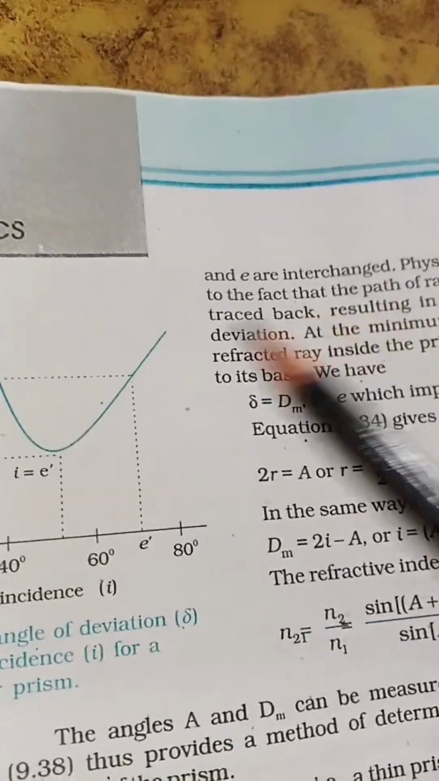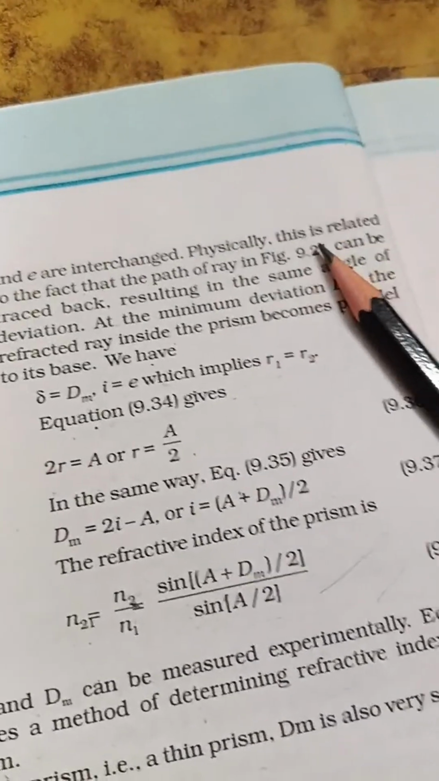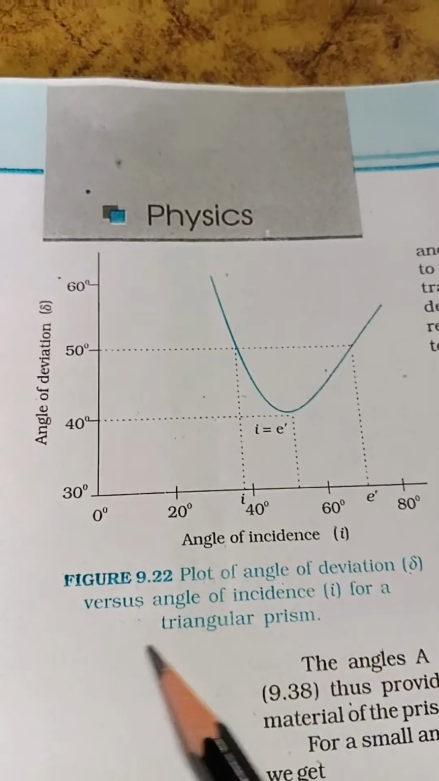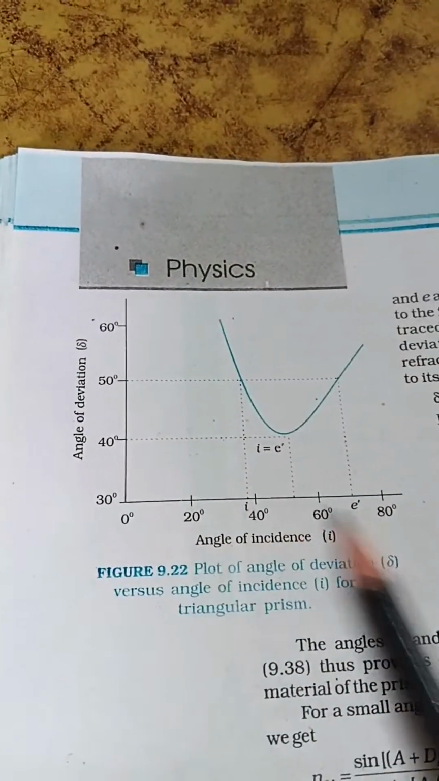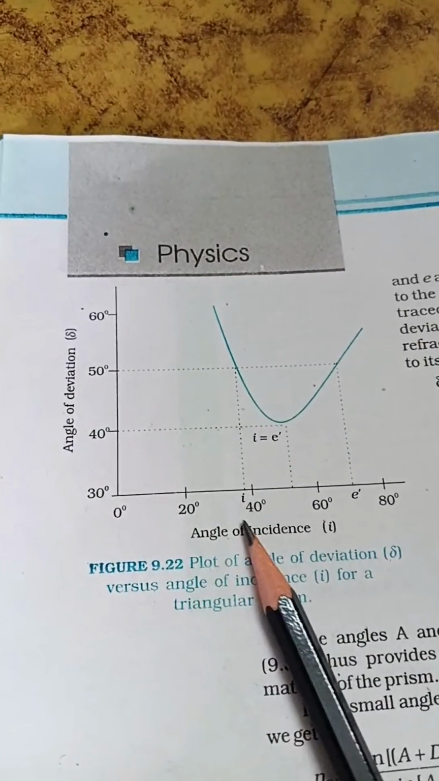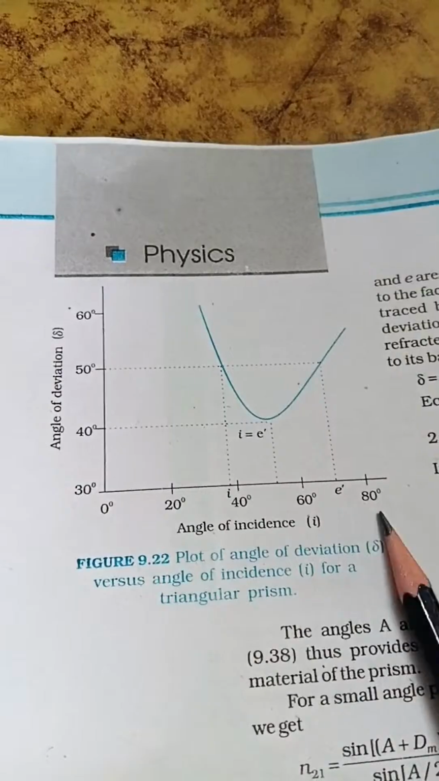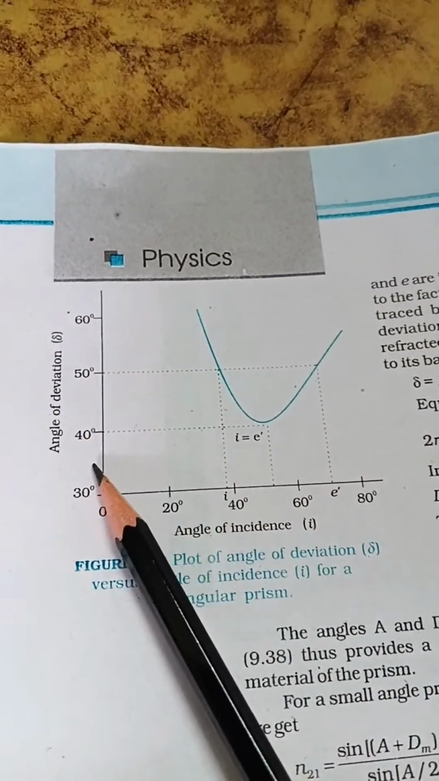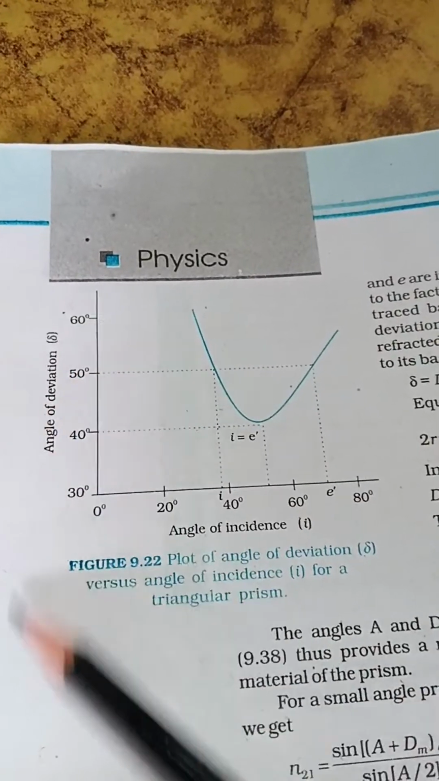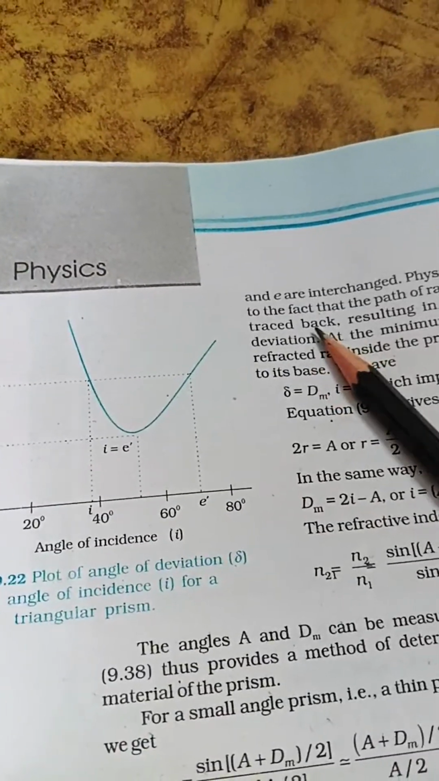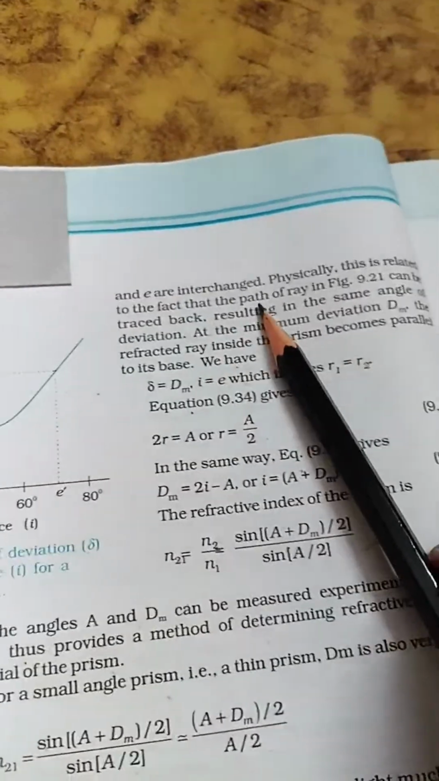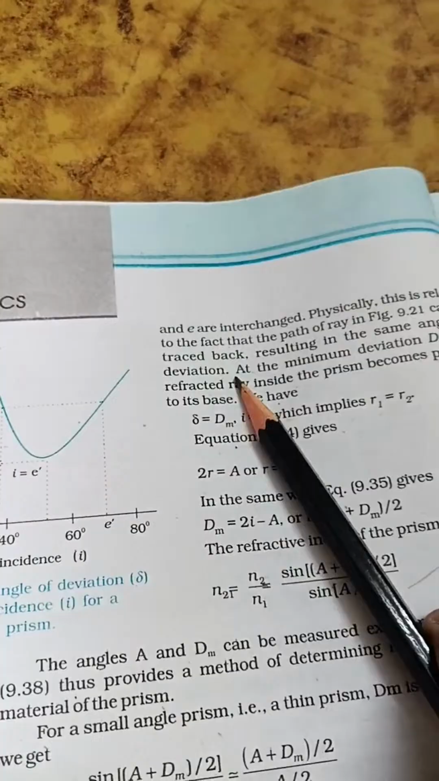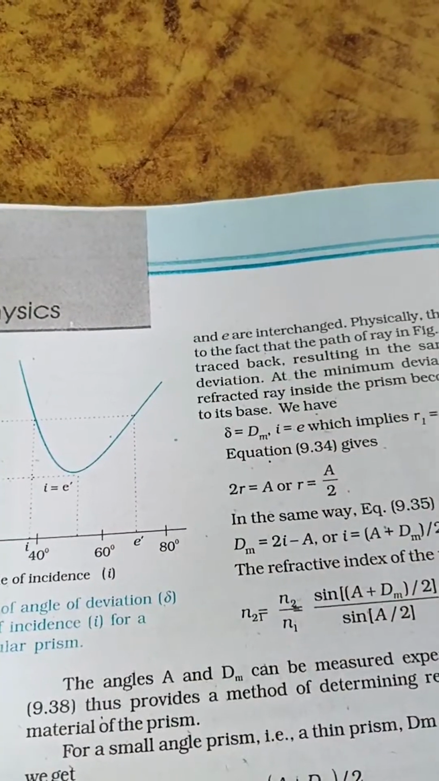Physically this is related, and this is the figure in which we will see the plot of the angle of deviation delta versus angle of incidence I for a triangular prism. See, this is the x-axis, this is the y-axis, 0 degree, 20 degree, 40 degree, 60 degree, 80 degree. On the y-axis this is the angle of deviation which we call delta. In fact, this is related to the path of the ray being traced back, resulting in the same angle of deviation at the minimum deviation dm.